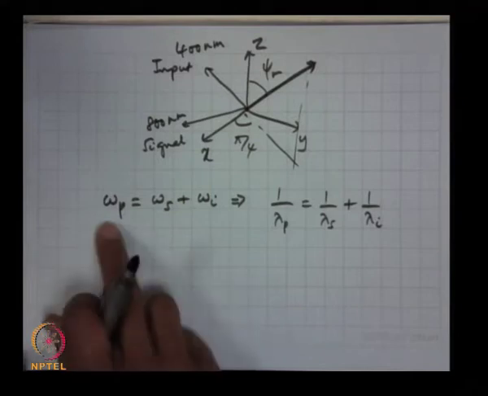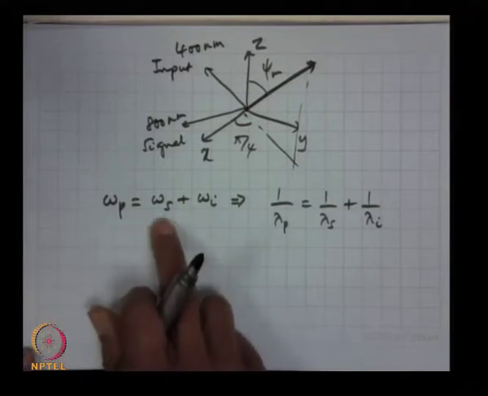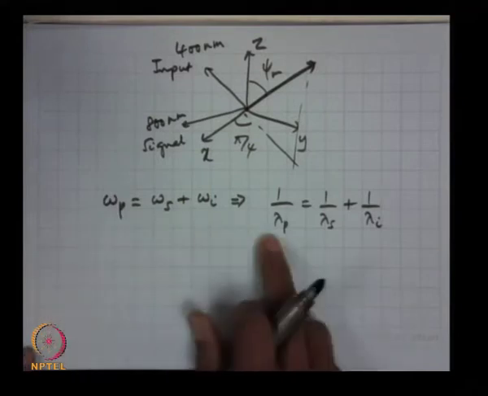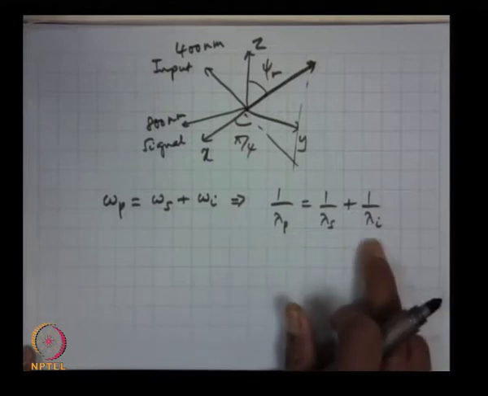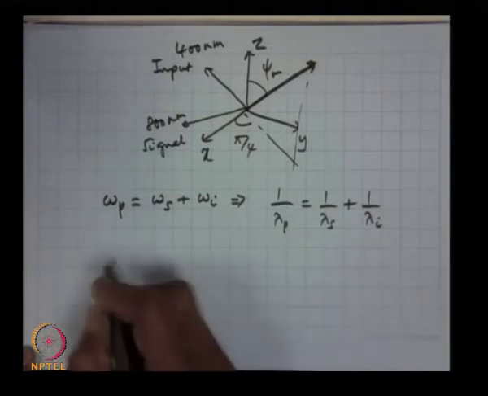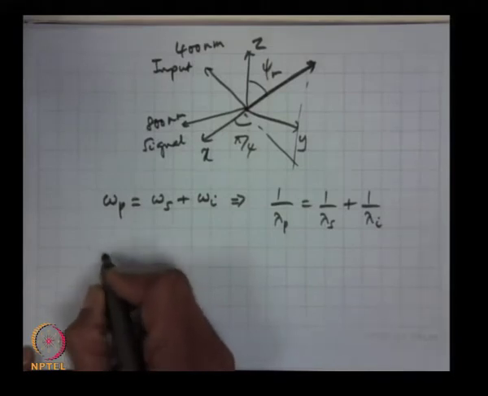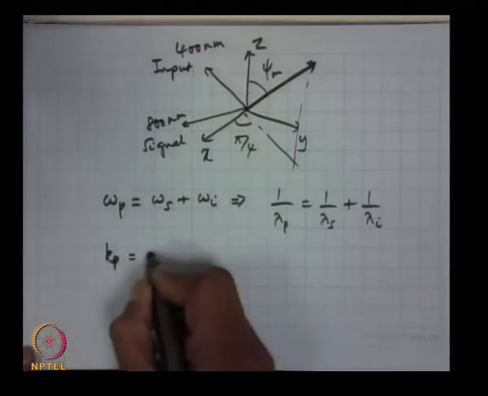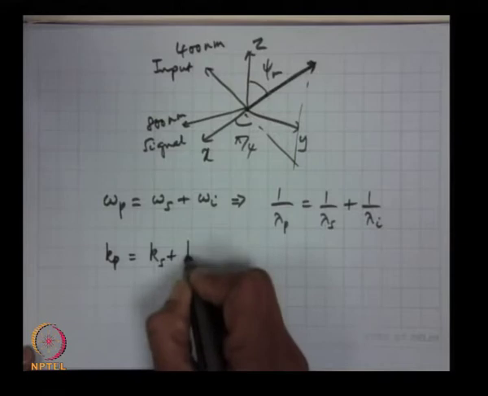Because this is 2 pi c by lambda p, 2 pi c by lambda s, and 2 pi c by lambda I. All wavelengths are wavelengths in free space. The other condition is phase matching. So Kp is equal to Ks plus Ki.